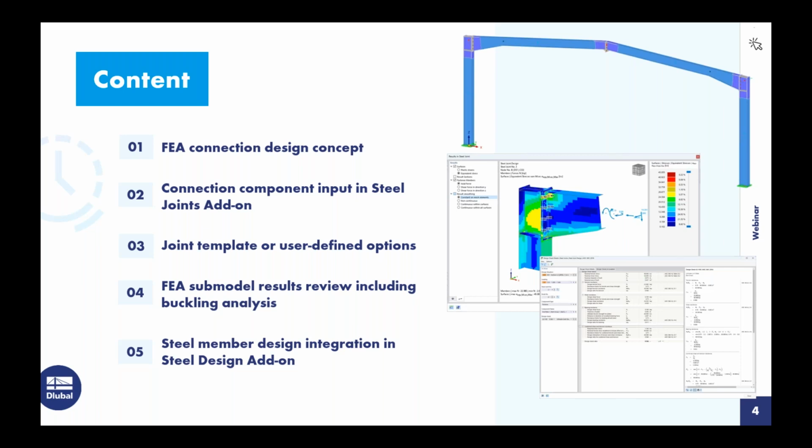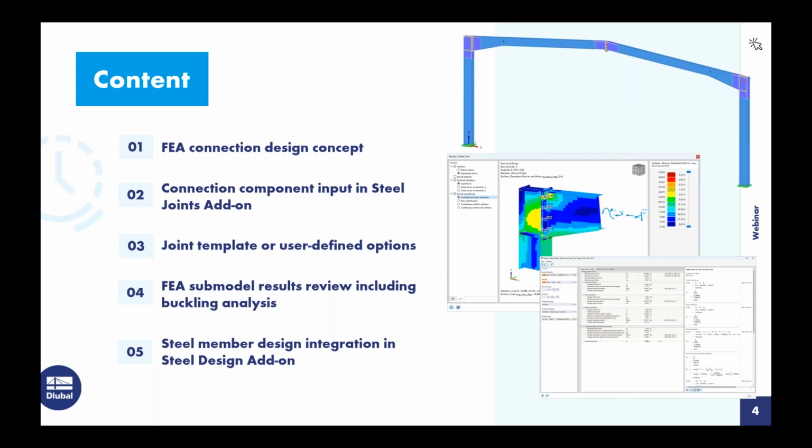We'll then move on to our example, which is shown over here on the right-hand side with a simple steel frame. We'll talk about the connection component input utilizing the steel joints add-on within RFEM. We'll also discuss the joint template options, or the ability to create your own user-defined connection options.